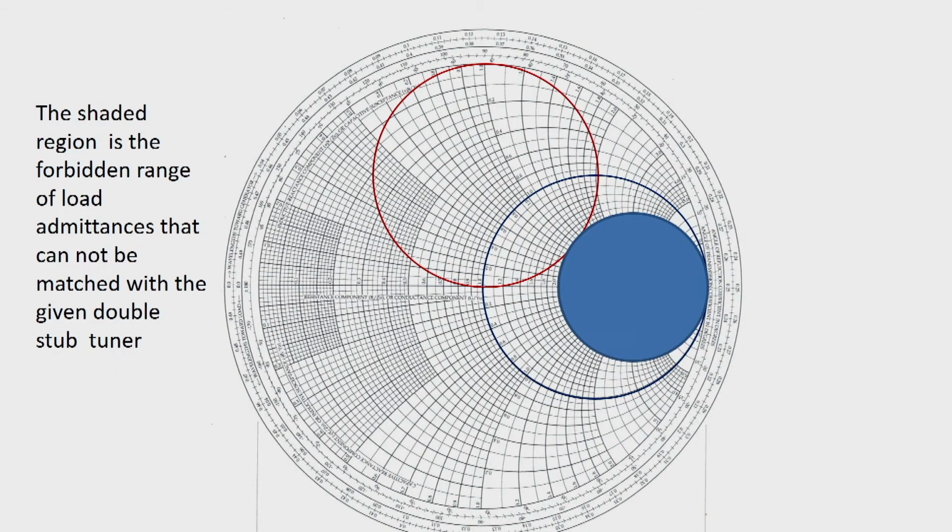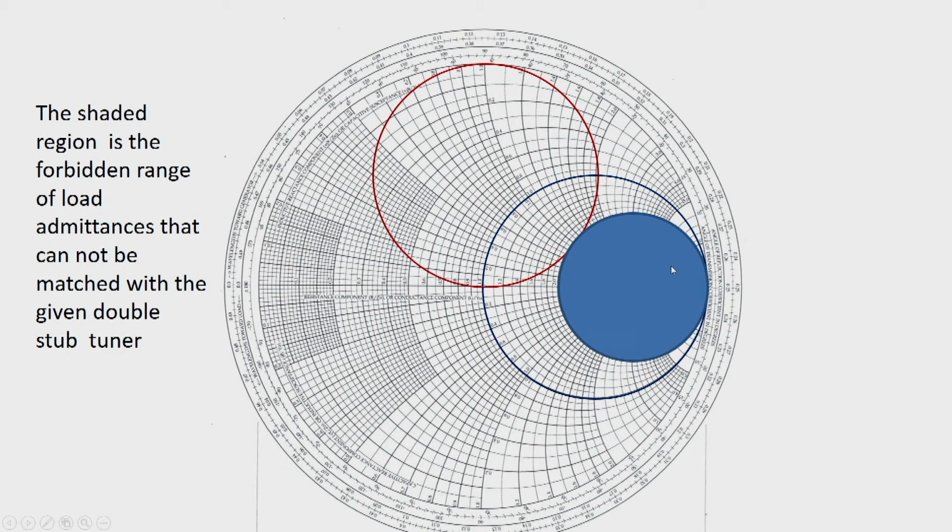Another point we should remember, we have shown a shaded region, and what we notice is that if y l lies within this shaded region and if we follow a constant g circle, we cannot have an intersection with the rotated g equal to 1 circle. That means, for the given arrangement of the stubs, we cannot find a solution for this range of y l.